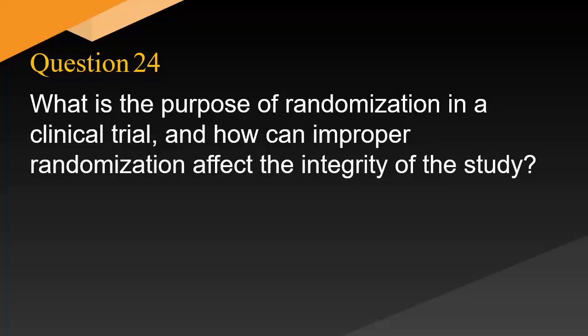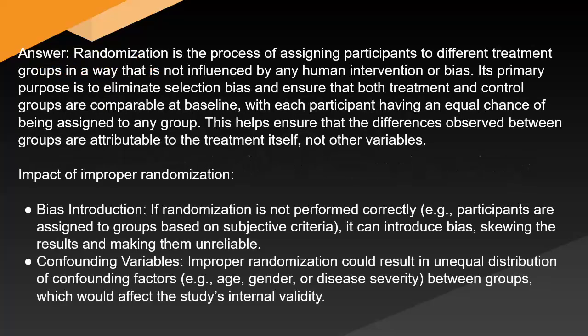the study. What is the purpose of randomization in a clinical trial, and how can proper randomization affect the integrity of the study? Answer: randomization is the process of assigning participants to different treatment groups in a way that is not influenced by any human intervention or bias. Its primary purpose is to eliminate selection bias and ensure that both treatment and control groups are comparable at baseline, with each participant having an equal chance of being assigned to any group.